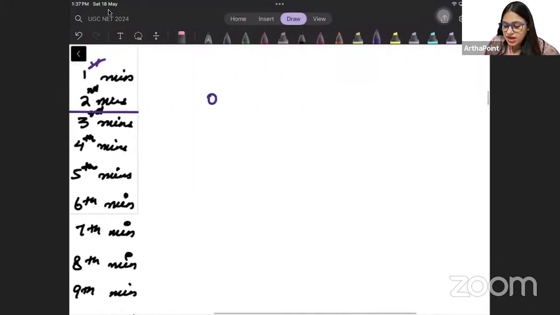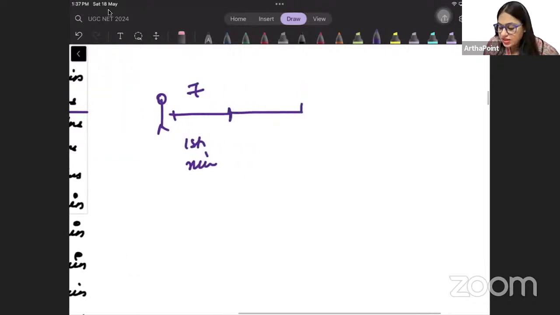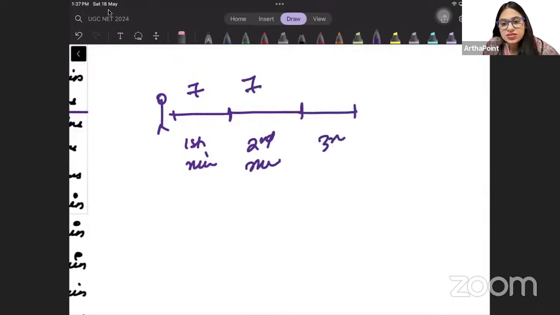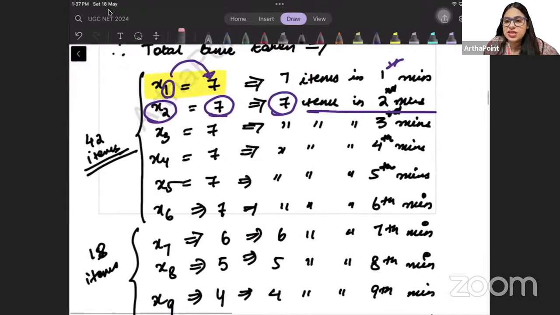So I start my task. In the first minute, I have counted 7 items. Then in the second minute, I have counted 7 items. In the third minute, I have counted 7 items. In the fourth minute, I have counted 7 items, and so on and so forth. This is what it is saying.